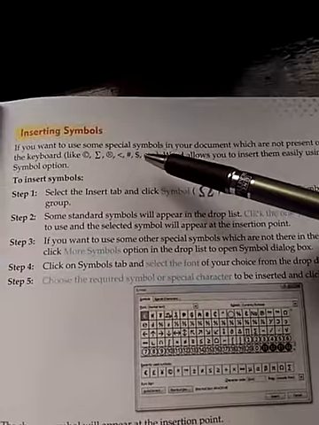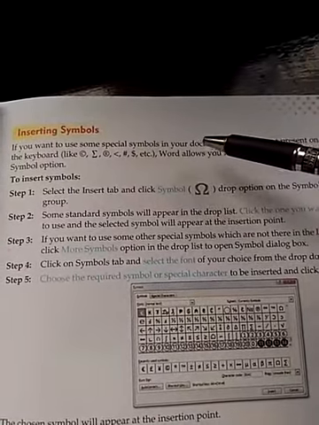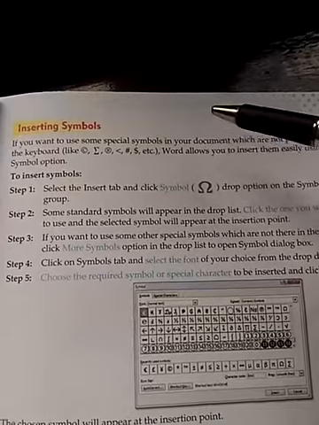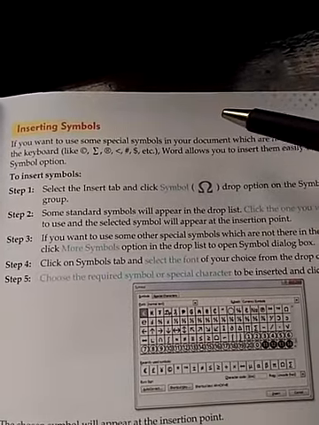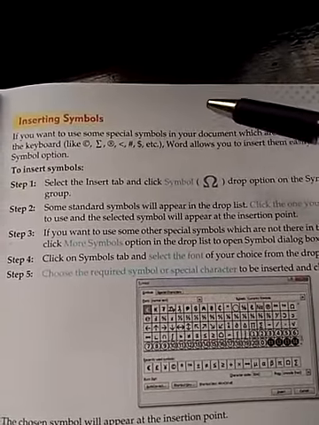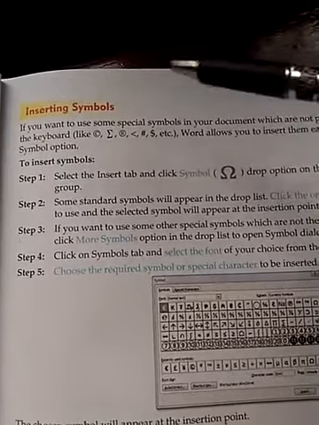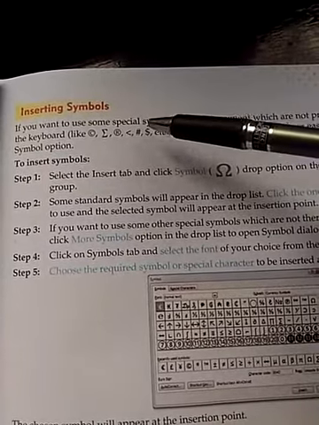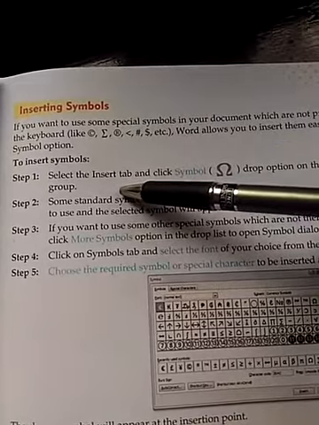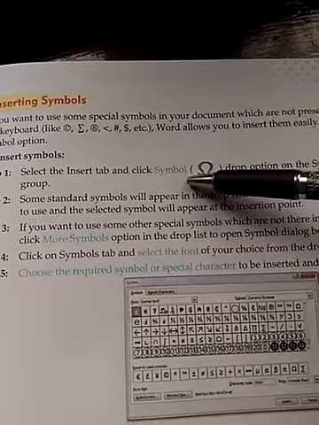Now, inserting symbols. There are many symbols which are not present on the keyboard. There are some special symbols like Greek symbols, Roman symbols, and if you want to insert these symbols in your document, that can be done with the help of the Symbol option. The Symbol option is available on the Insert tab. On the Insert tab, click on this Symbol button.